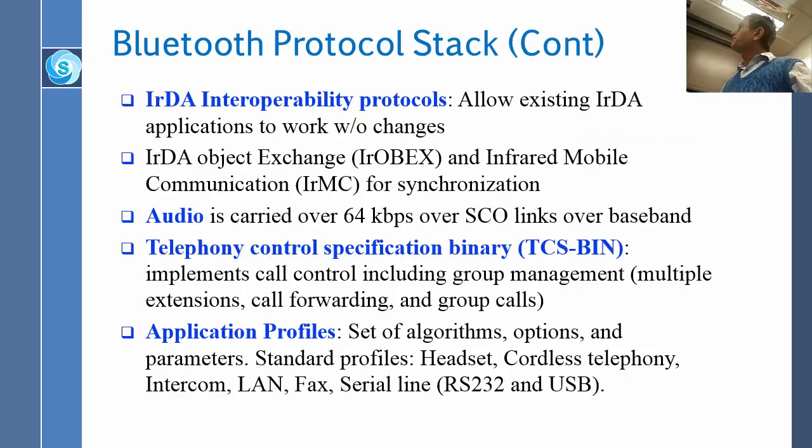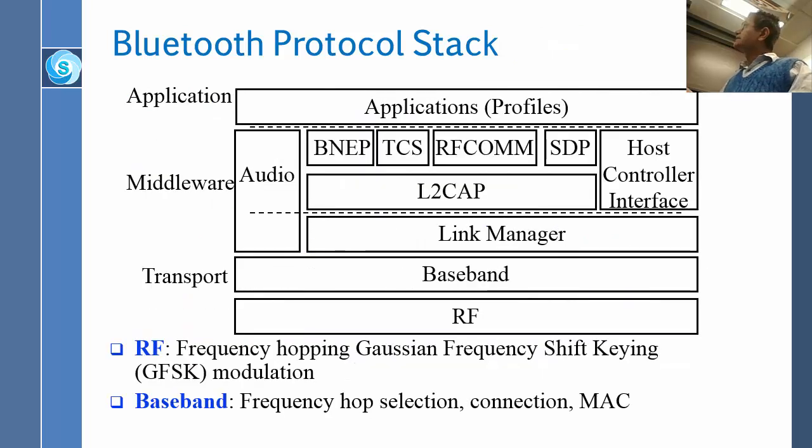But then audio is carried over SCO. We already talked about that. Audio, 64-kbit audio over SCO links. SCO is that synchronous connection. And then we have telephony control specification binary, telephone control. So this is that TCS. This is for the telephony. And since the audio is going here, the control part goes through here.